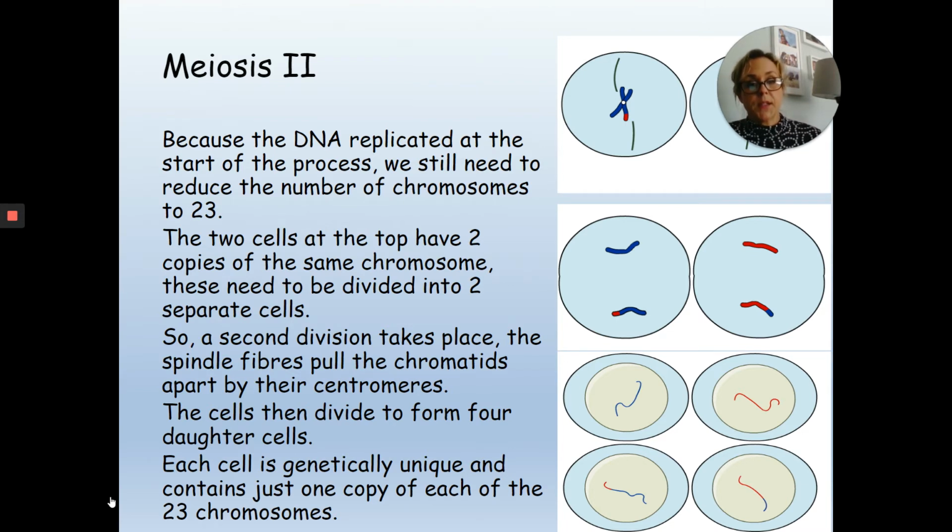So the cells at the top have to have those chromatids separated into 2 further cells. So a second division takes place. The spindle fibres pull these chromatids apart by the centromere so that you have 1 copy of each of these chromosomes in 4 separate cells. So each of the cells that arise from meiosis is genetically unique and also genetically different from its parent.